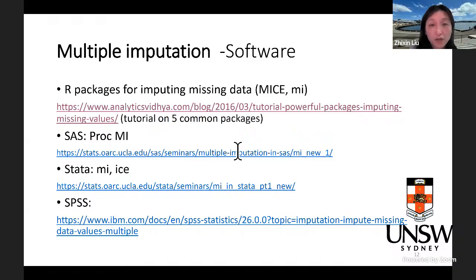The software we use, like I said, is now very accessible. For R, the most popular packages are MICE or MI. MI particularly has some built-in model checking or imputation checking tools. The link below gives a good overview of the five common packages. For SAS, I think recently they integrated a procedure called PROC MI. It's quite comprehensive, including approaches under missing at random and also missing not at random. And Stata and SPSS also have good functions for it.